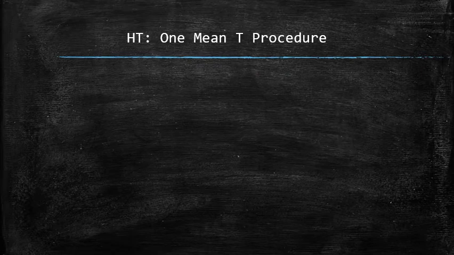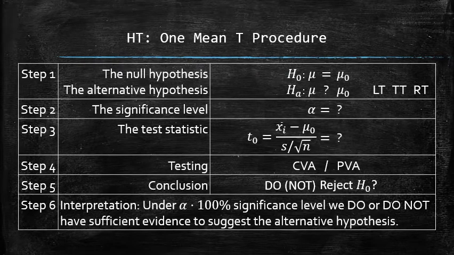We will use the following template to perform the hypothesis testing. In step 1, we will set up the hypothesis. In step 2, we will identify the significance level. In step 3, we will find the test statistic using the formula. In step 4, we will perform either the critical value approach or p-value approach to test the claim. In step 5, we will draw the conclusion, and finally, in step 6, we will interpret the results.